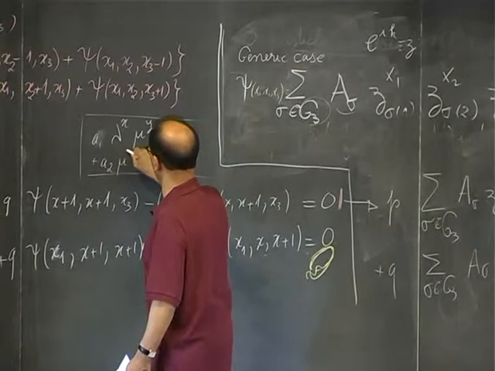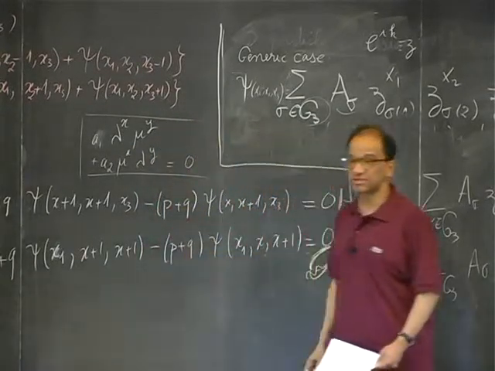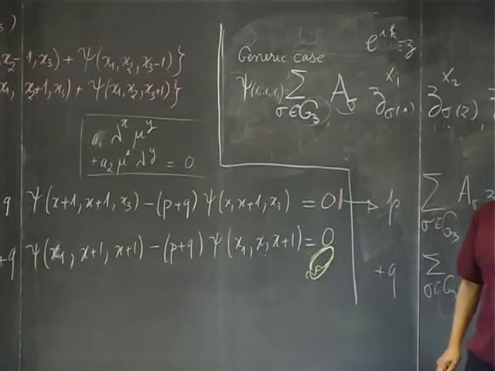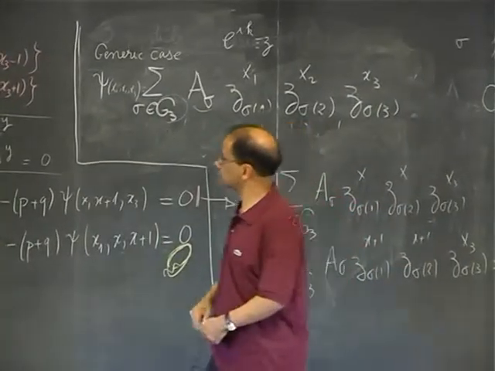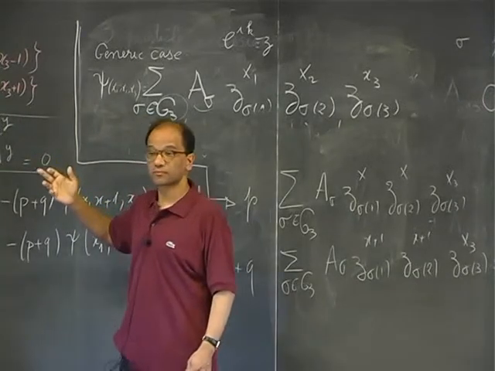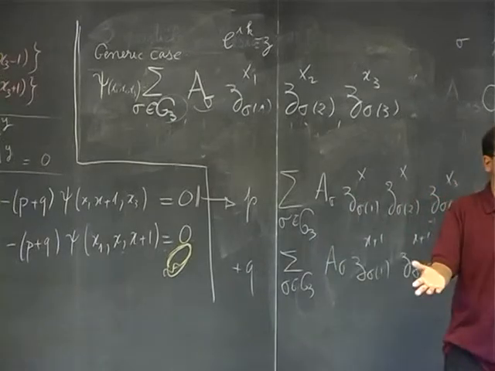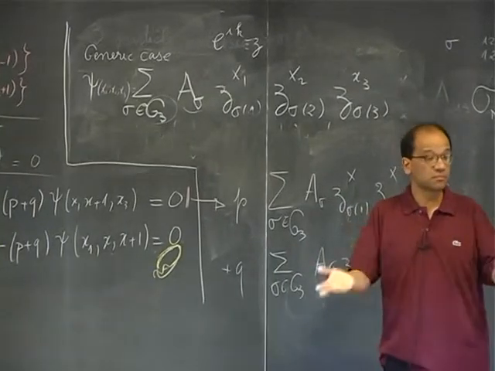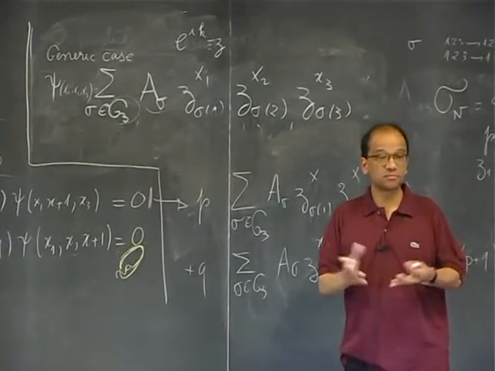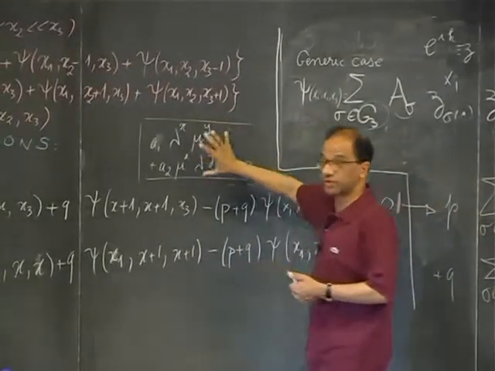Mu to the power x, lambda to the power y. If this is true for all x and y, and lambda and mu are different, these things have to vanish separately. Okay? Because lambda and mu are different, so there are different power laws, and different power laws are linearly independent in the space of functions. So this is a key point.